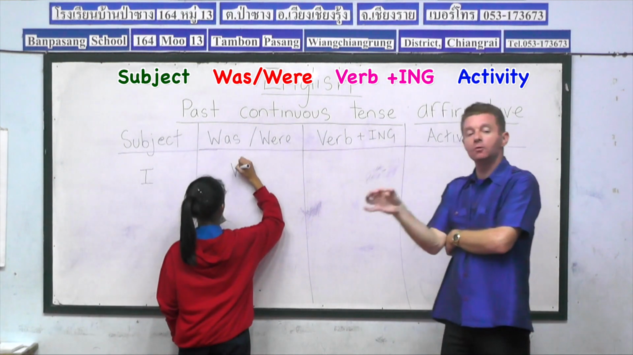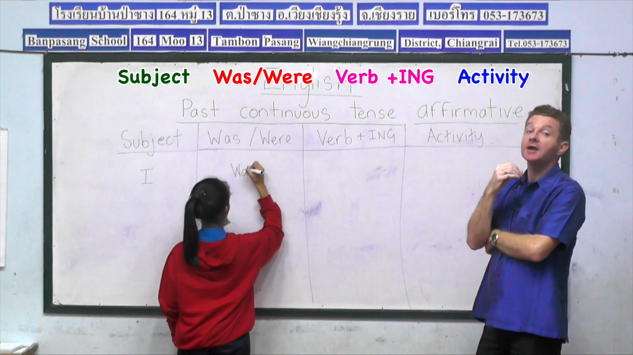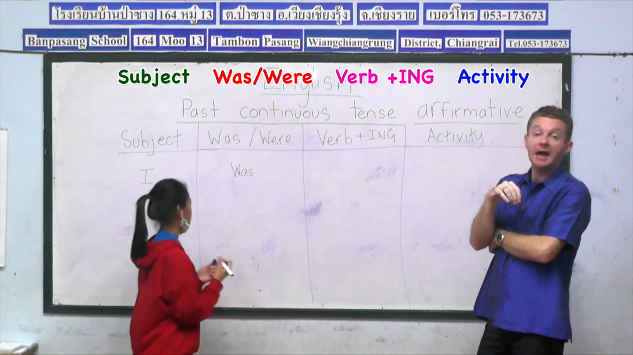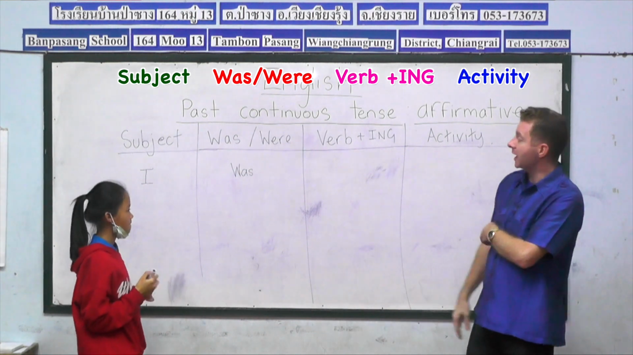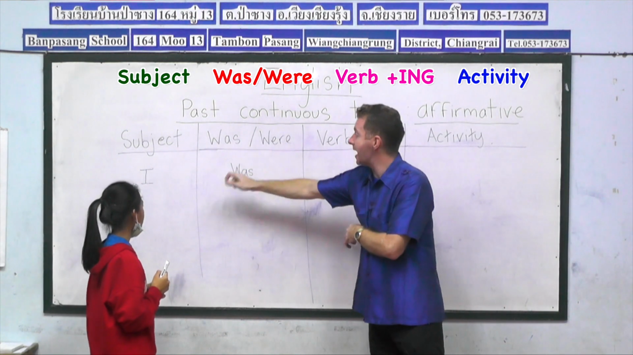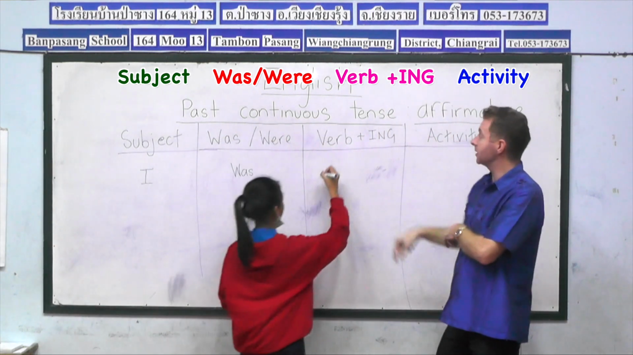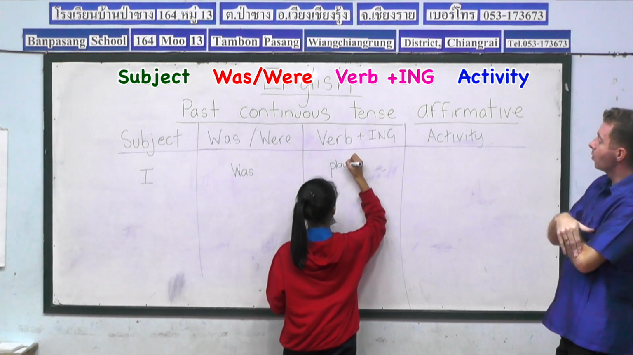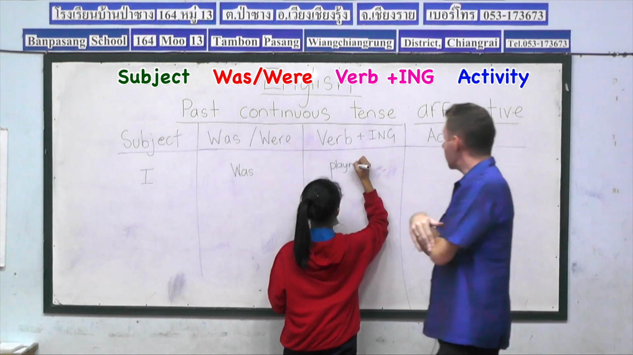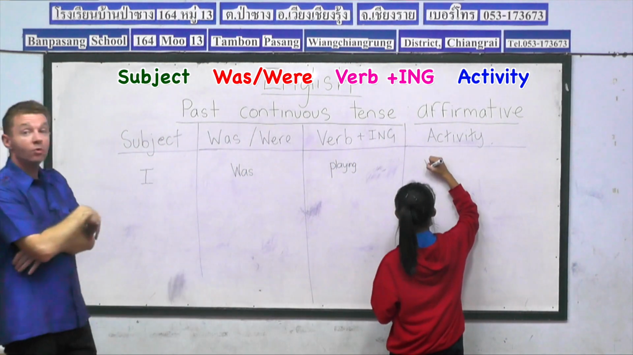So what do we use with I? Was or were? I was. Yes, we use I was with the subject pronoun I. Okay, so far so good. I was. And now we need something we were doing plus ing. Okay, so Dan was playing, but what was she playing?